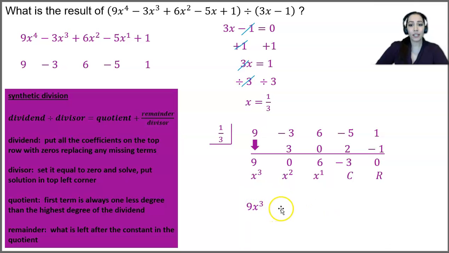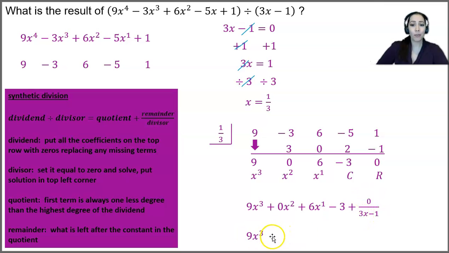So I really have here 9x cubed plus 0x squared plus 6x to the first minus 3 plus our remainder, which is 0, over the divisor. Remember, the remainder is always written over the divisor, which was 3x minus 1. Now, we can simplify this a little bit more. 0 times x squared is just going to be 0. And we don't really have to write the 1 when we have x to the first power, so we can get rid of the 1. And 0 divided by anything is always 0, so we can just get rid of this last part as well.